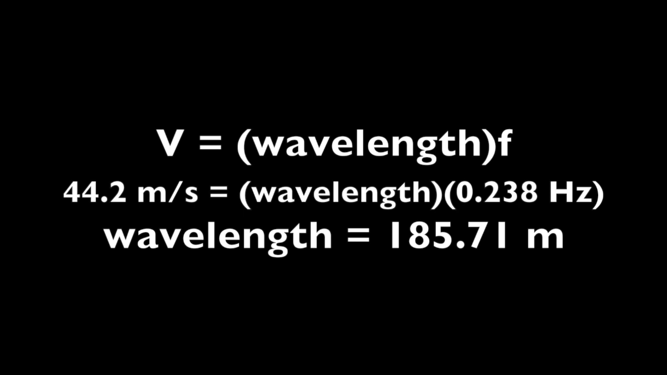Also, given the velocity of the coaster from the first problem and the frequency from the second, we can find the wavelength using the equation velocity equals wavelength times frequency. If we plug in the data from the previous questions, we will get 185.71 meters.